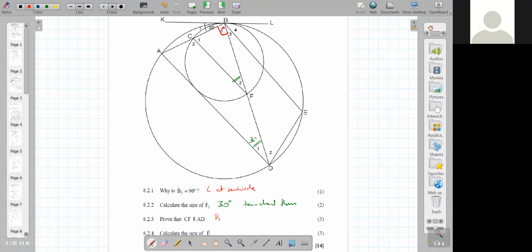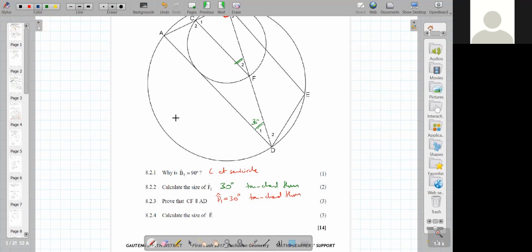I can say D1 is equal to 30. Same reason, tan chord theorem, this time in the larger circle. And now, because D1 and F2 are equal, corresponding angles are equal, that makes the lines parallel. So F2 is equal to D1. What do we say? Corresponding angles are equal. That's why it makes what they wanted, CF parallel to AD, converse of corresponding angles relation.